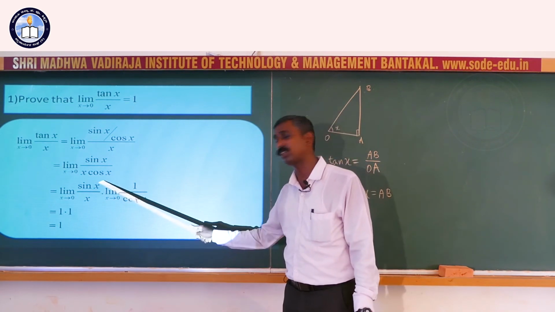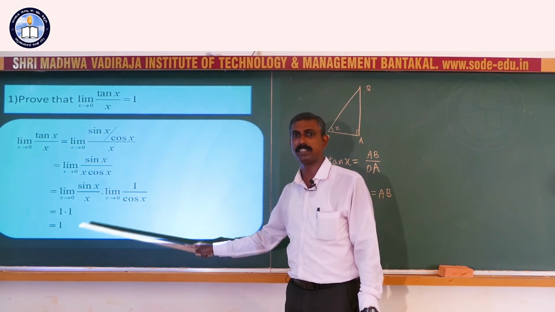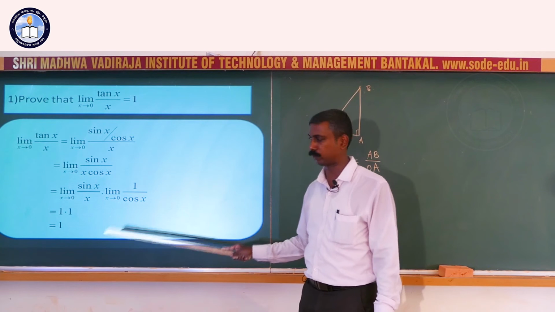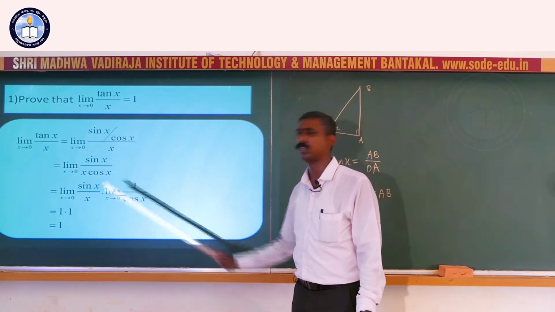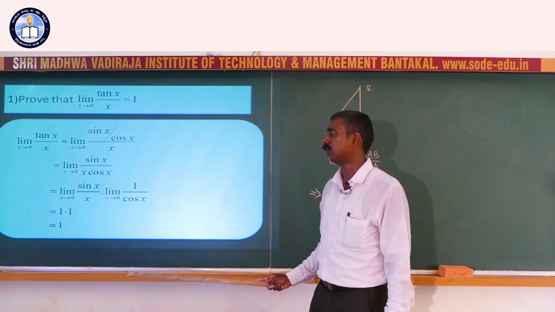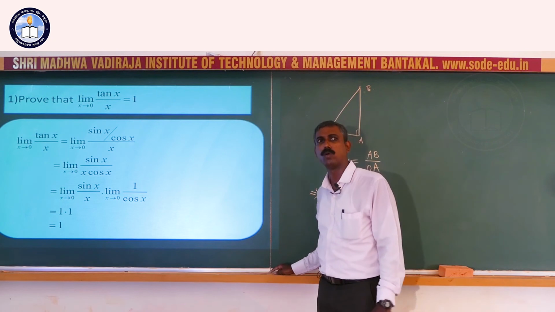But for sin x by x we can't just put 0. Here we are using the previous theorem, limit x tends to 0, sin x by x equals 1. That theorem is used. So, you have 1 into 1, which is equal to 1. So, limit x tends to 0, tan x by x is equal to 1.